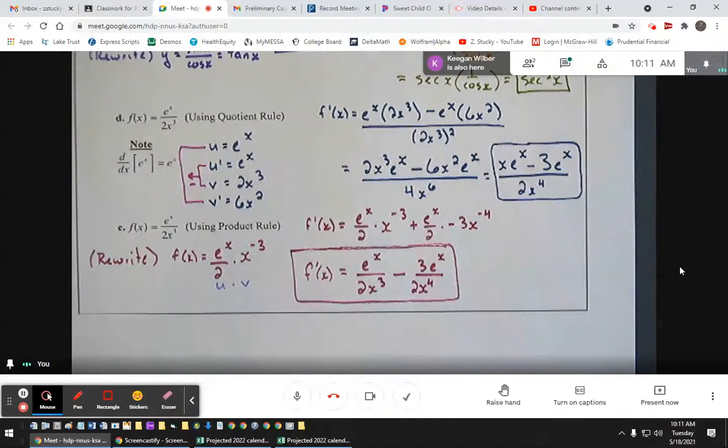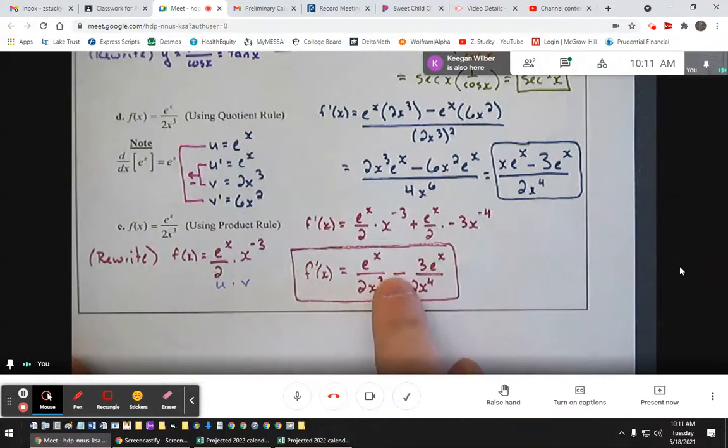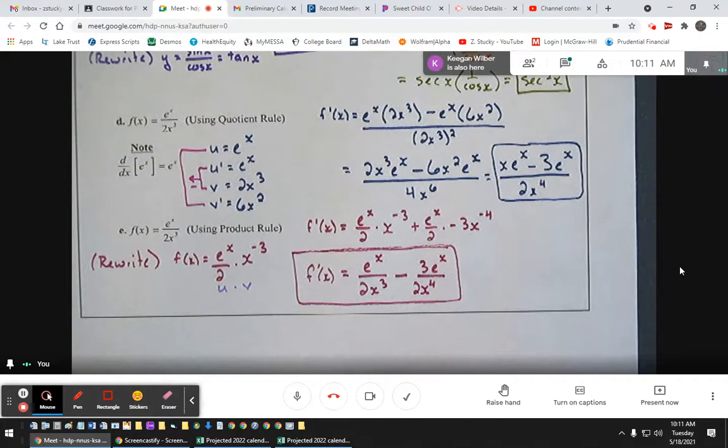You see it? What? Because when I do the derivative, I would get a negative 3, and a negative 3 times that positive would turn into a subtract. I wrote it as plus and negative. No, yes, it's fine.